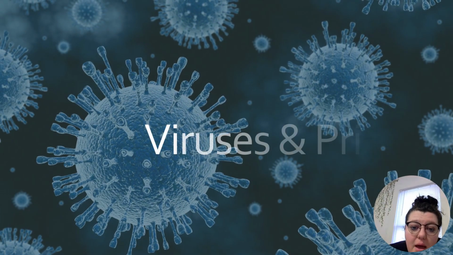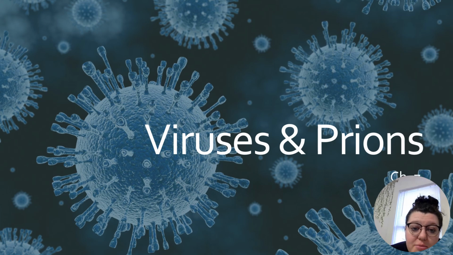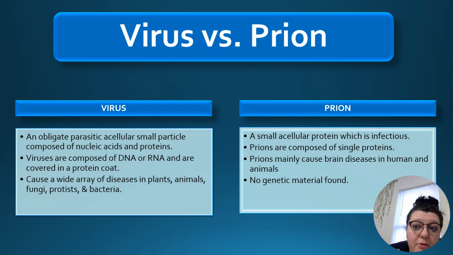For this lecture, I chose to do Chapter 7, which goes over viruses and prions. And in this PowerPoint, we will go over the structures of the virus, the differences between the two, and what exactly a prion is and what it affects. So we'll start off with the differences between a virus and a prion.